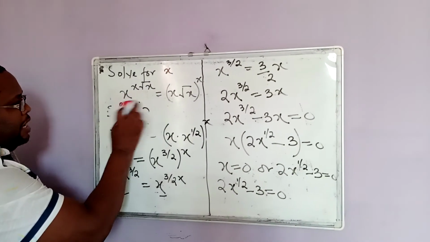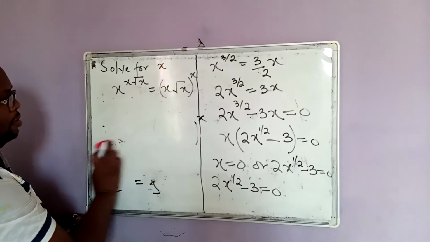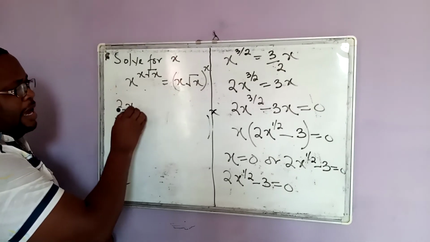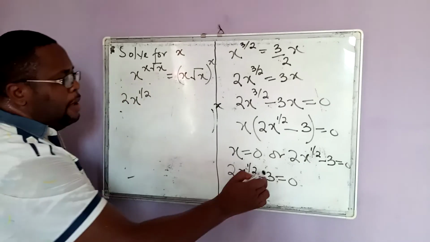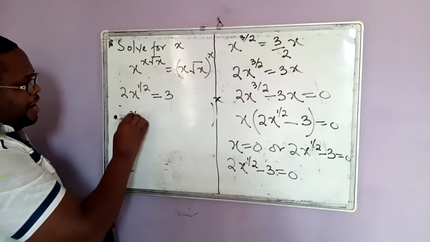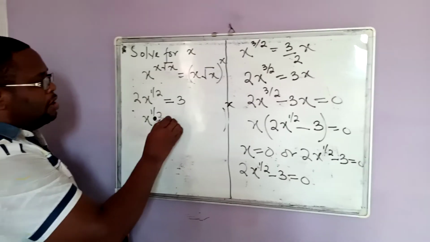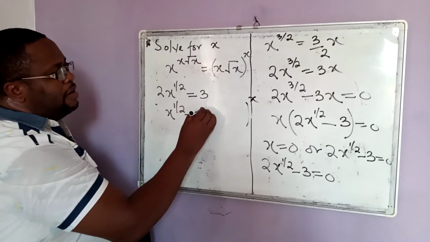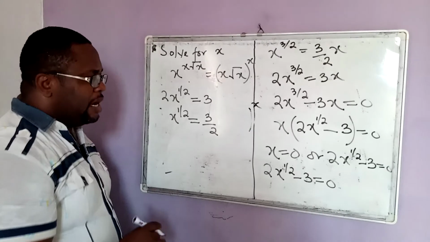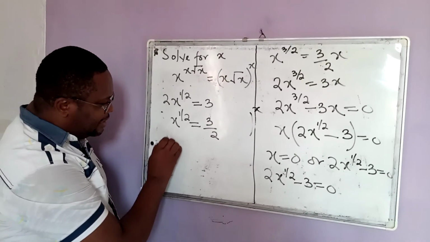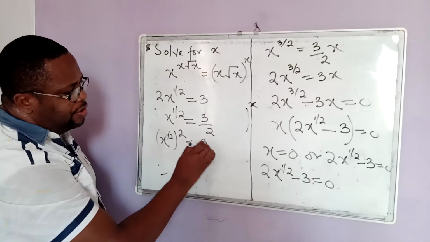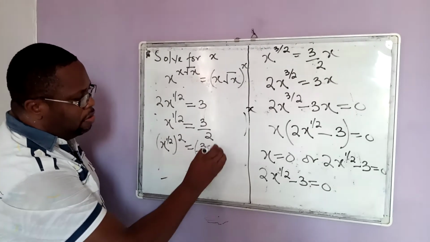Beautiful. Now we have 2x to the power 1 over 2 minus 3, which crosses over and becomes equal to 3. Therefore, x to the power 1 over 2 becomes equal to 3 over 2, as the 2 comes and divides. To make x the subject, what we are going to do is simply to square both sides. That is, x to the power 1 over 2, all squared, becomes equal to 3 over 2, all squared.